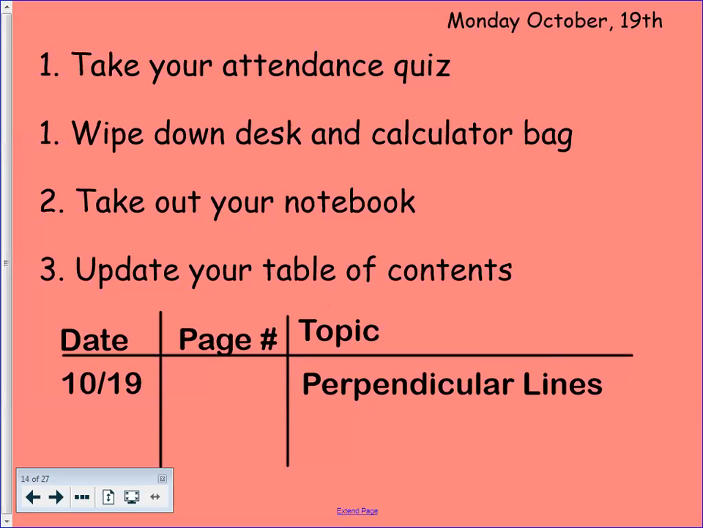All right, everybody. Today we are talking perpendicular lines. So go ahead and put that in your table of contents. Make sure you take your attendance quiz and take out your notebooks. Today is the 19th.